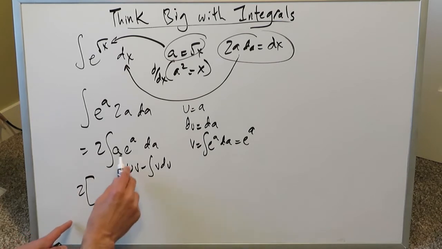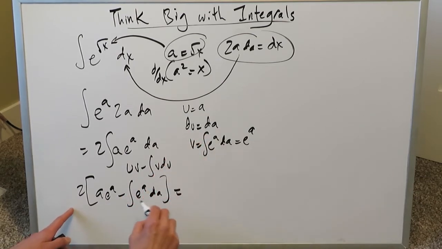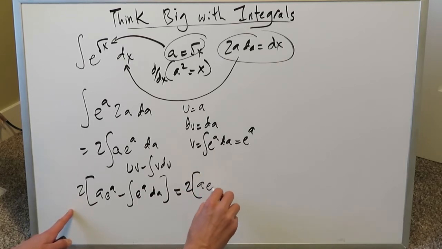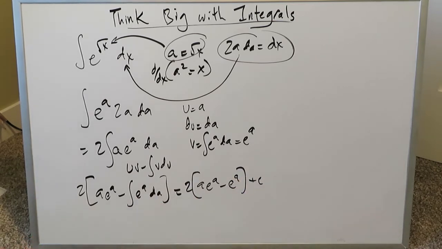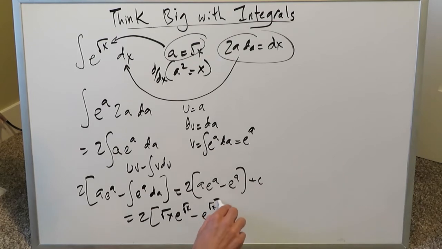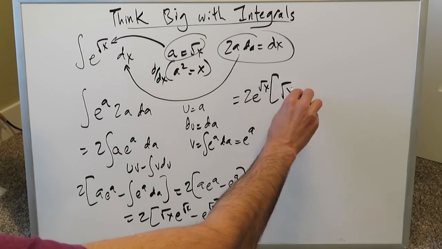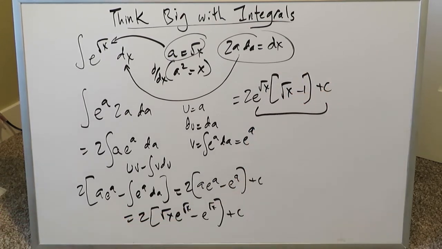Bring everything into play. You have 2 and you open a parentheses. You have uv minus integral v du. You have a e to the a minus e to the a du is da. This is easy. Open everything within the parentheses. You have a e to the a minus integrand e to the a leads to e to the a plus c. Resubstitute your a values. You'll have 2. A over here is root x. As you can see, you have root x, e to the root x, you're resubstituting all of these a's, minus e to the root x plus c. You can actually bring out e to the root x because it's a common term, and the final answer will be 2e to the root x, root x minus 1, plus c, and this will be our final answer for this question.